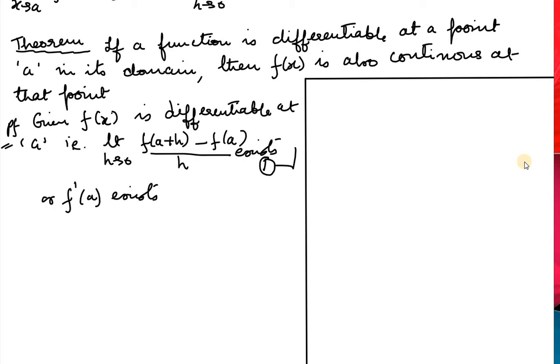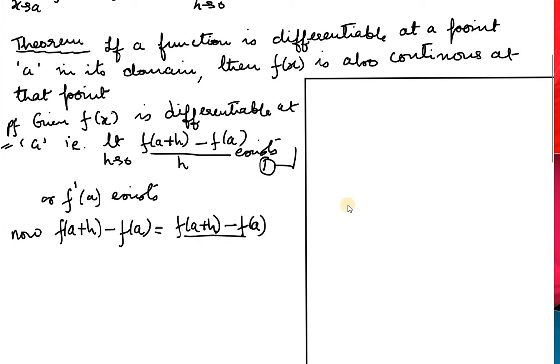Now, in order to show that f(x) is continuous, let us find out what is f(a+h) minus f(a). I need to show that the limit of this, as h tends to 0, should be equal to 0. Now, f(a+h) minus f(a) can be written as f(a+h) minus f(a), the whole thing divided by h, into h. Multiply and divide by h. Then you see that if these two are cancelled, you get the original expression f(a+h) minus f(a).